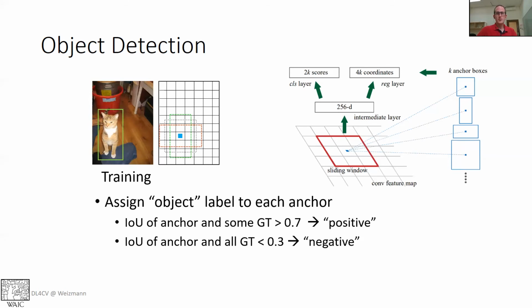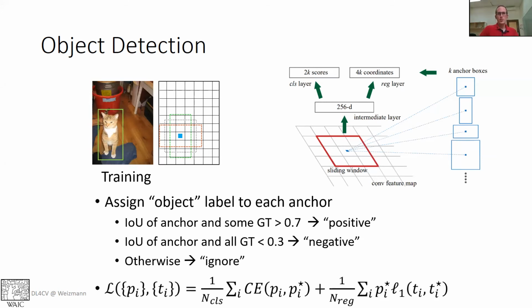If the anchor has very small overlap or none at all with any object in the image, then this is a negative. We want to predict background for this anchor. And some of the anchors may have intermediate overlap, they show some portions of the objects. We're just going to ignore them. We are not going to compute loss for these anchors at all.